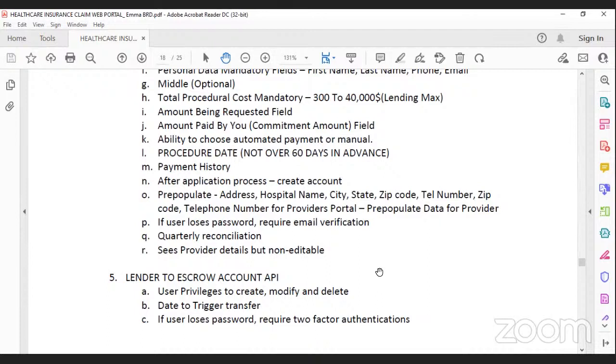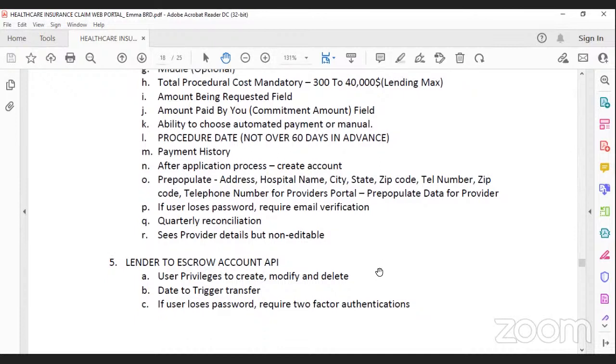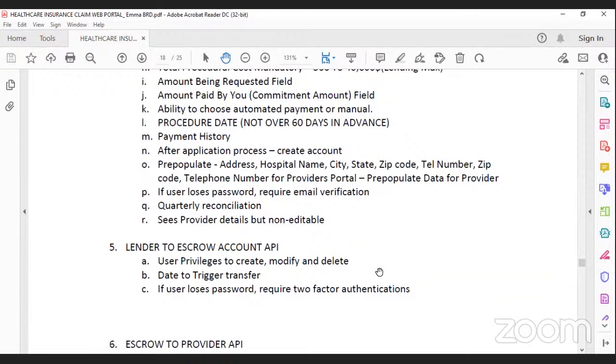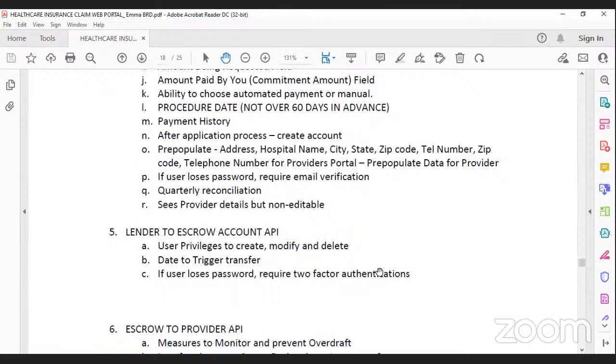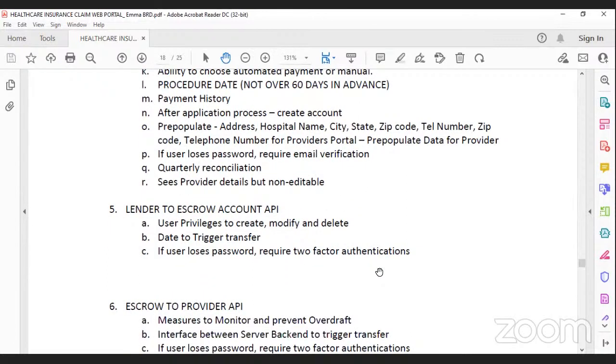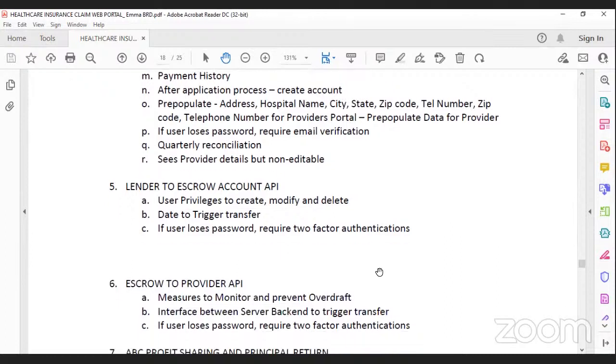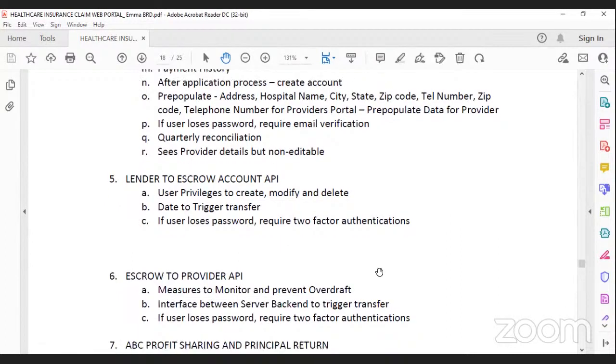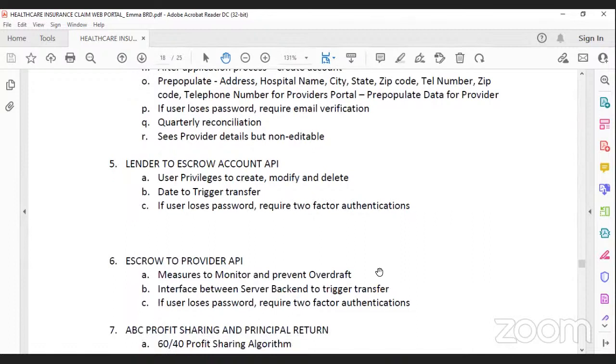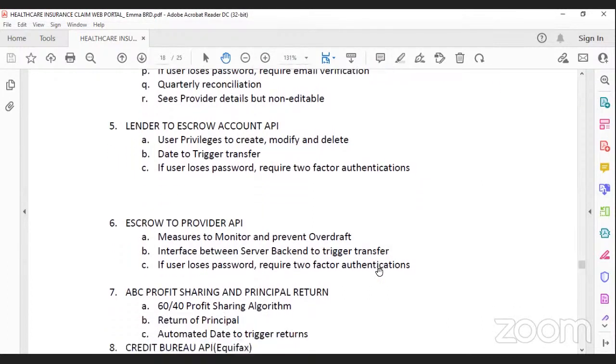After application process, create account. We are then going to pre-populate the address, the hospital, city, zip, and all these data to the provider portal. If you want this password, require email verification, quarterly reconciliations of the accounts, and I'm going to ensure that provider details, you can see provider details, but cannot edit them. Now, this logger to escrow API will also give user opportunity to modify delete dates to trigger transfer, and then 2FA requests.